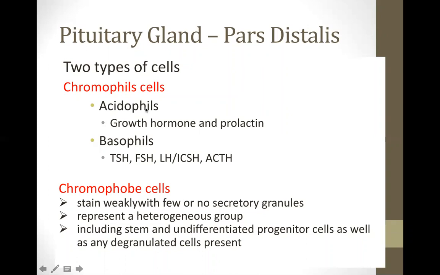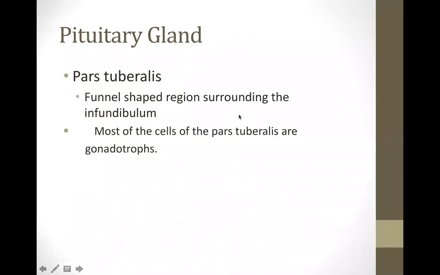Doc, paano yung mga chromophobe cells? The chromophobe cells stain weakly with few or no secretory granules. So they just represent a heterogeneous group, including the stem cells, the undifferentiated progenitor cells, and the degranulated cells. So meaning, wala talaga siyang secretion. Wala siya talagang hormones. Until now, they haven't proven anything na may hormones na sinisikip ang chromophobe cells. But these two cells, the acidophilic chromophil and the basophilic chromophil, they produce these hormones. Okay? So just take note kung ano talaga, kung acidophilic ba siya or basophilic.